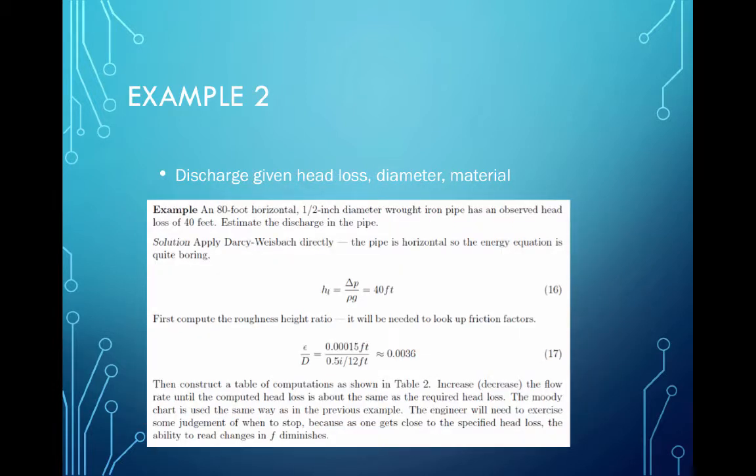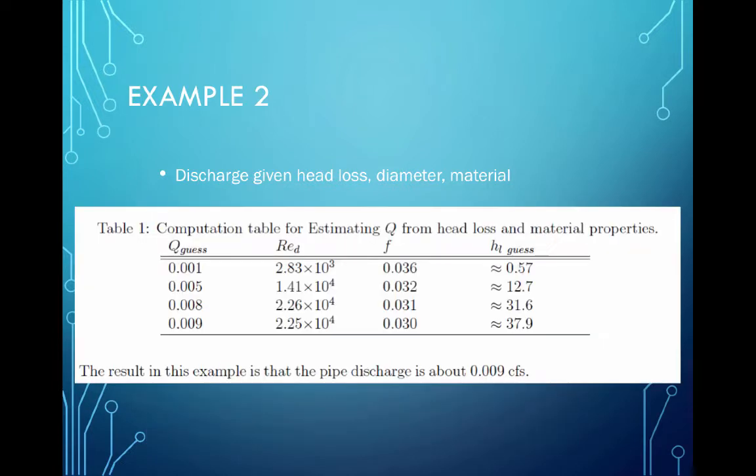The next common one is discharge given head loss, diameter, and material. Very similar to what we just did with the two reservoirs. Apply Darcy-Weisbach directly. Compute the roughness height ratio. Make a computational table to do guessing. And with repeated guessing and updating, we come up with a pipe discharge of about 0.009 cubic feet per second.